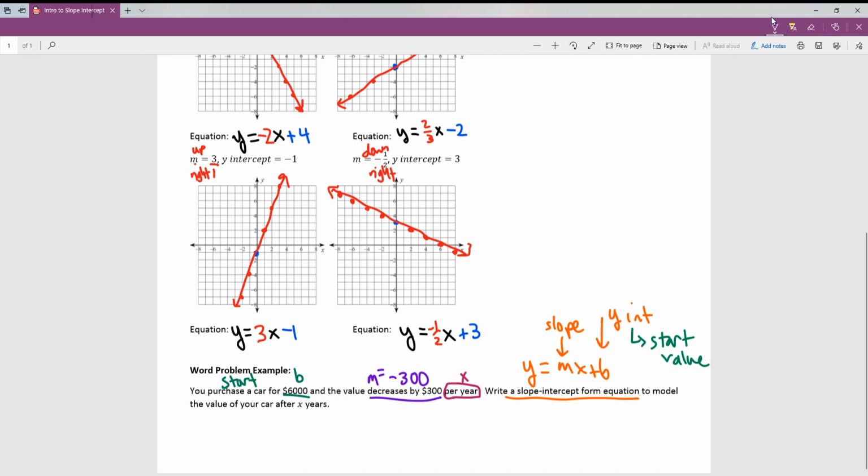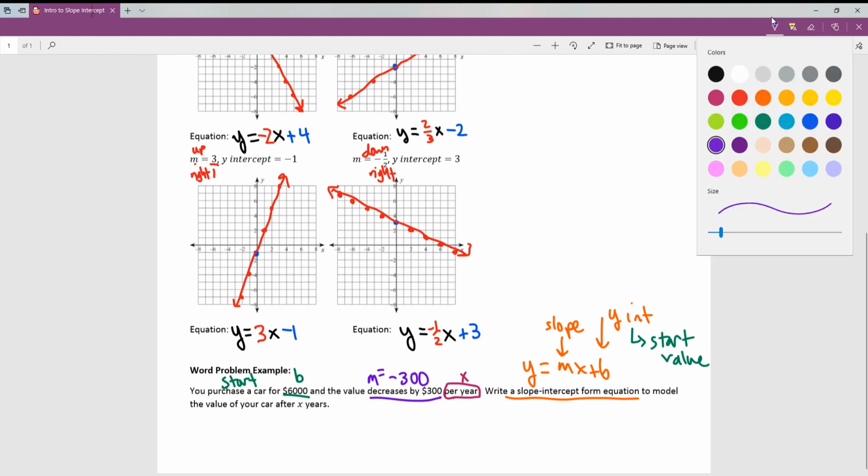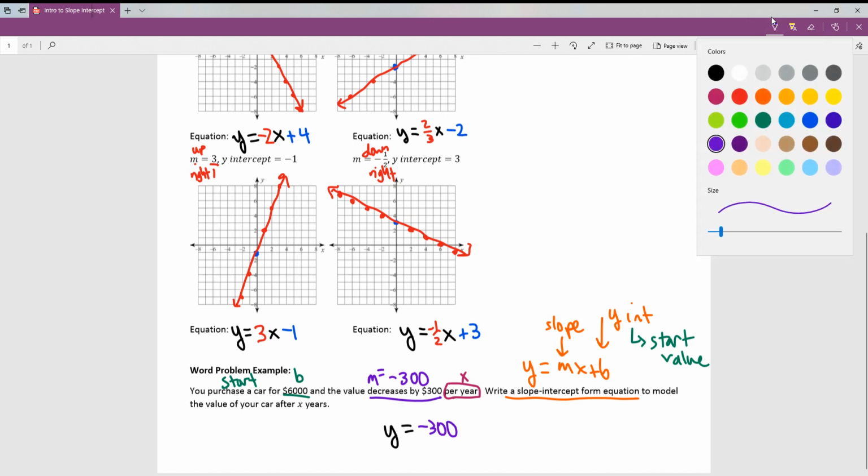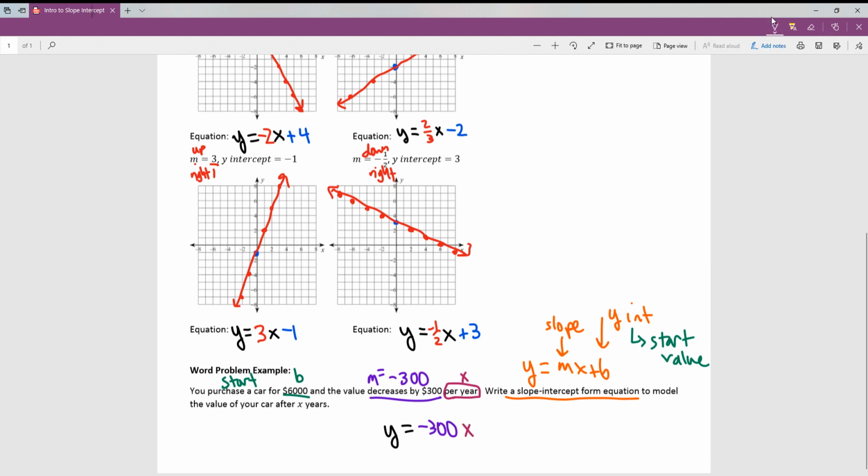I now have an m, I now have a b, so I can write my equation. So my final answer equation for this problem is going to look like y equals my slope, which is that per year value, -$300, variable x, as always. And then my starting value was positive $6,000, so plus 6,000. We don't need to do anything else because all they wanted us to do is write a slope-intercept form equation.